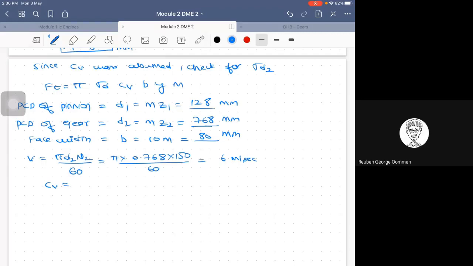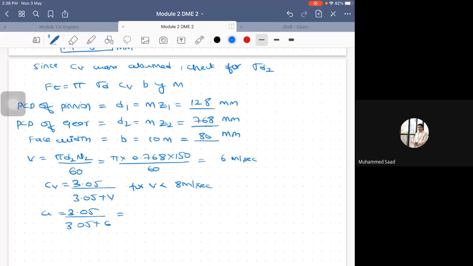Okay, so it is 3.05 divided by 3.05 plus V. And this is the formula for V less than 8 meters per second. So this equals, just substitute the value of V, whatever you have got, 3.05 divided by 3.05 plus 6. So the value of CV would come around 0.33.